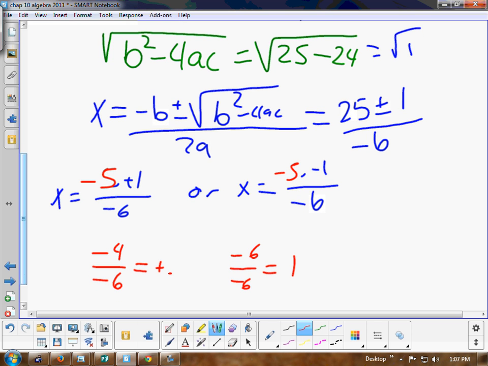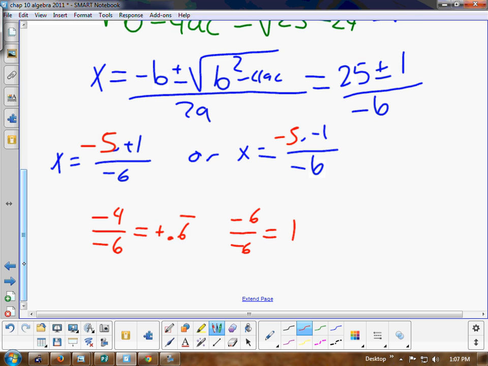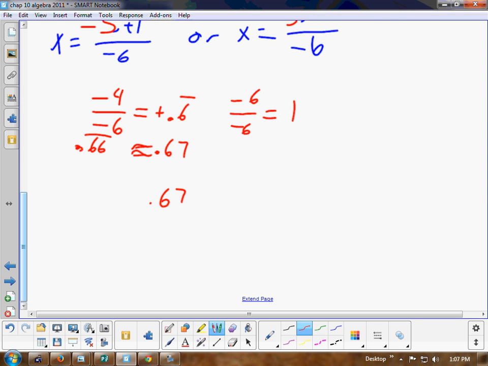It's 0.6 repeating, okay. Now on your homework tonight it says round to the nearest 100th, so that would be 0.67, and that's an approximate answer. So on your homework tonight, you would put 0.6 repeating, and then show the rounding. That way when we check the homework tomorrow, you can see if or when you made a mistake. So your answers are 0.67 or 1.